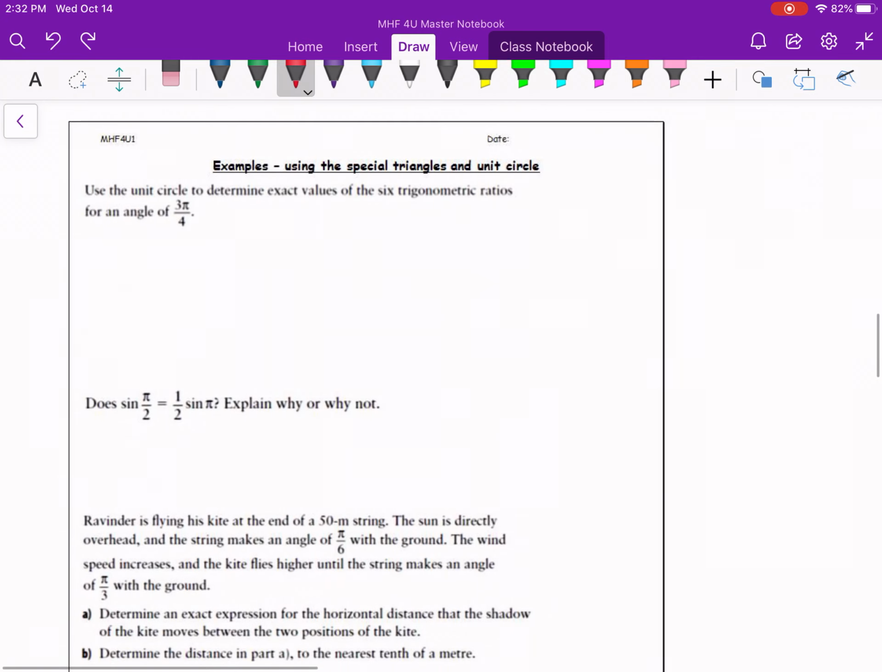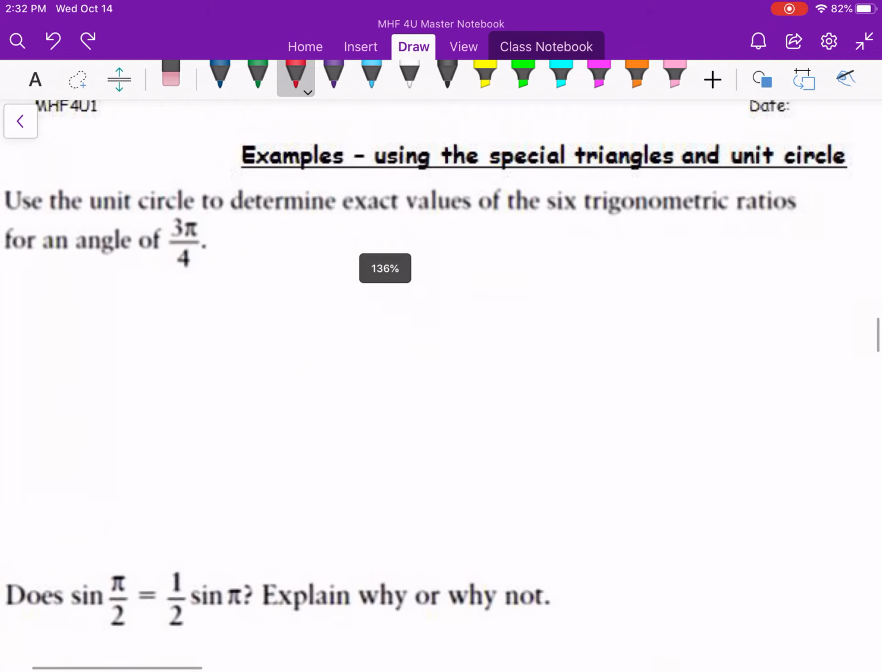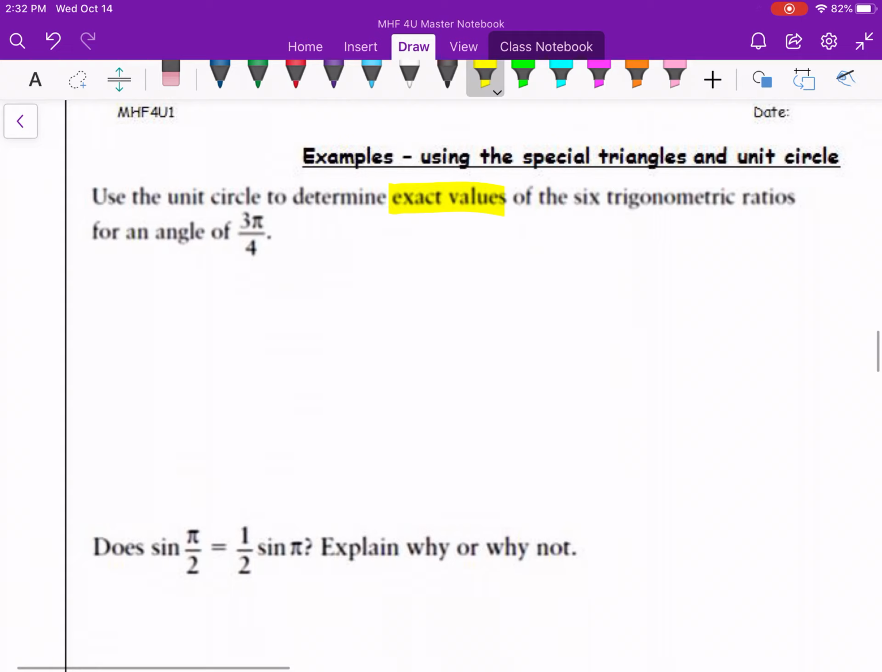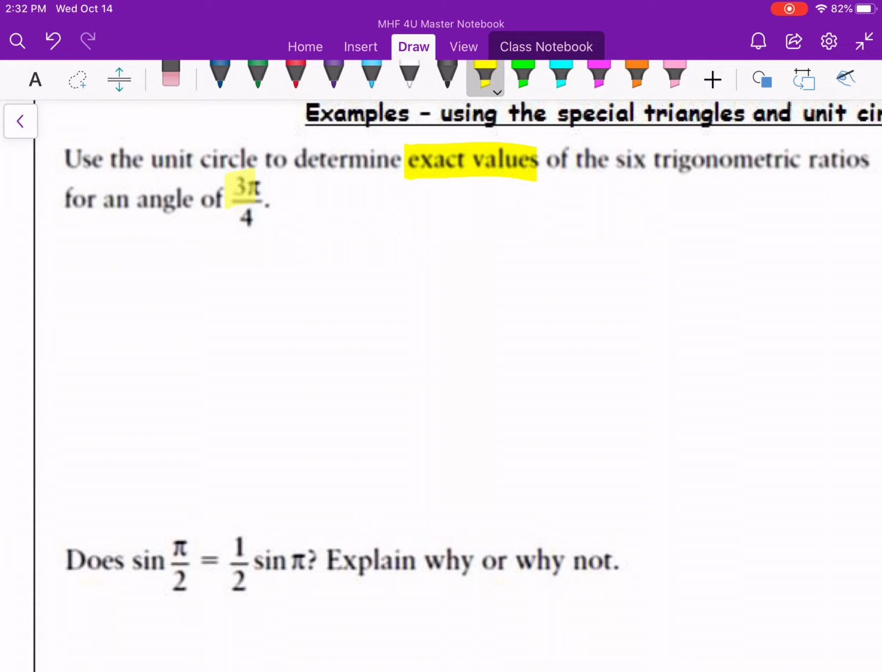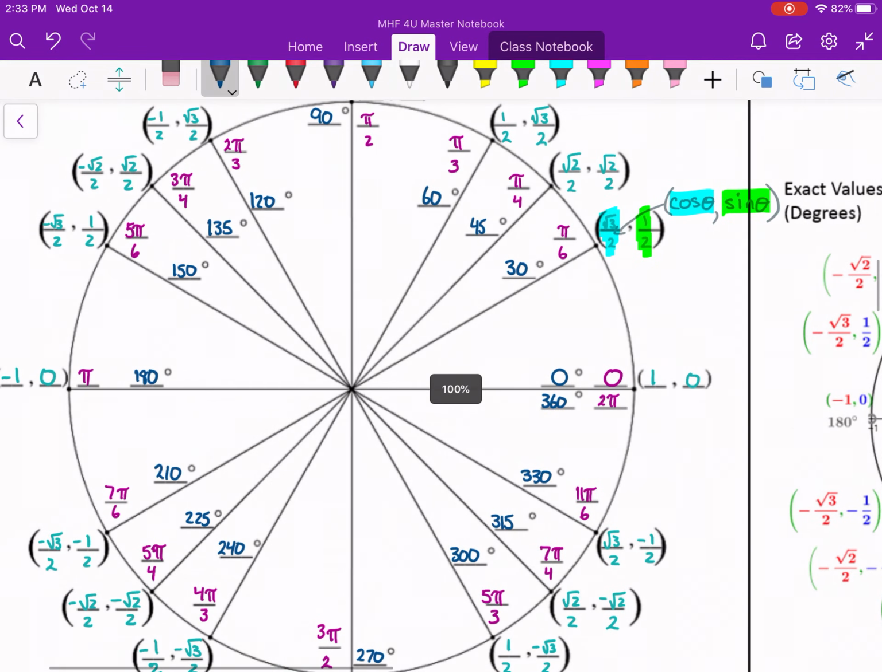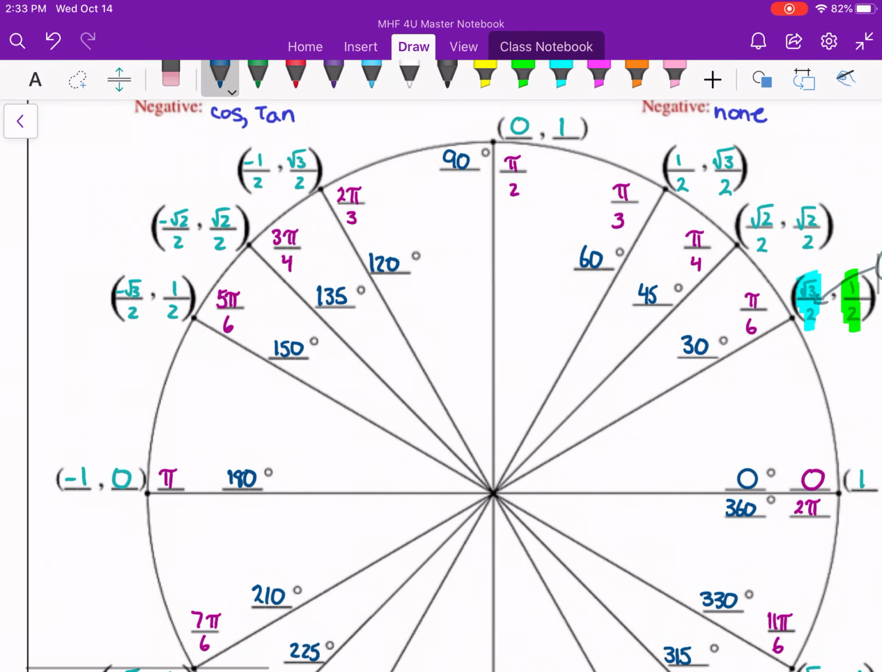Here's some examples of things that we can do if we put all this information together. So use the unit circle to determine the exact values, and that's an important key word, exact values of the 6 trigonometric ratios. So sine, cos, tan, cosecant, secant, and cotangent for an angle of 3 pi over 4. So for sine, 3 pi over 4 is going to equal, from back up here, 3 pi over 4 was here.